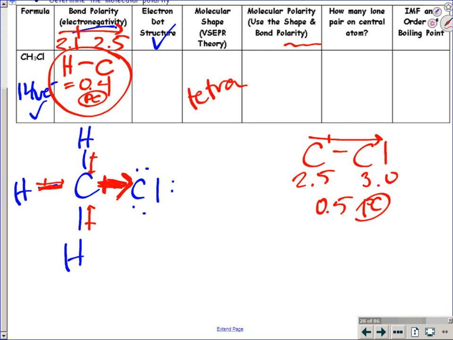Yes. Excuse me? This one goes in this box here. I just ran out of space. Yeah, there's 2 bonds, right.